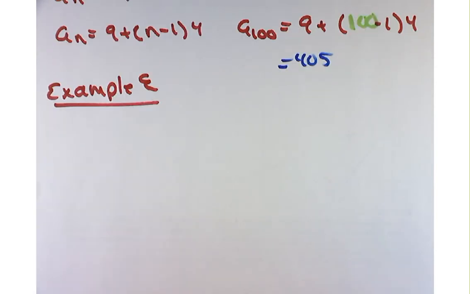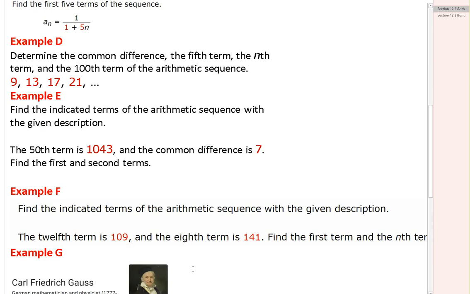All right, let's take a look at example E. And depending on you, you could do this a couple different ways. So maybe I'll show both. It says, find the indicated terms of the arithmetic sequence with a given description. The 50th term is 1,043. The common difference is 7. Find the first and second terms. So, wow. Let's take a look at what we know. We know a sub 50 equals 1,043, and d is 7. That's all I got.